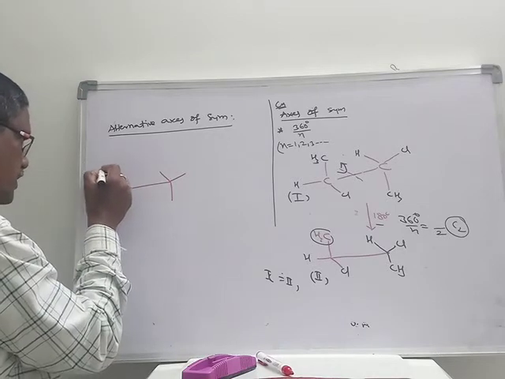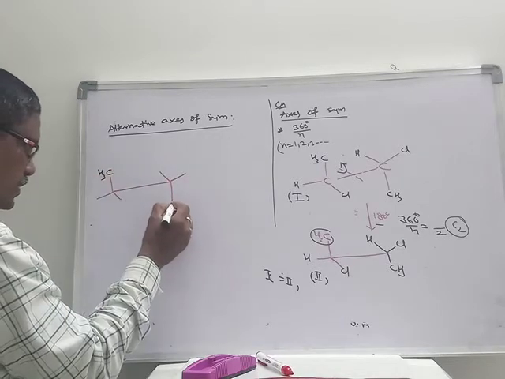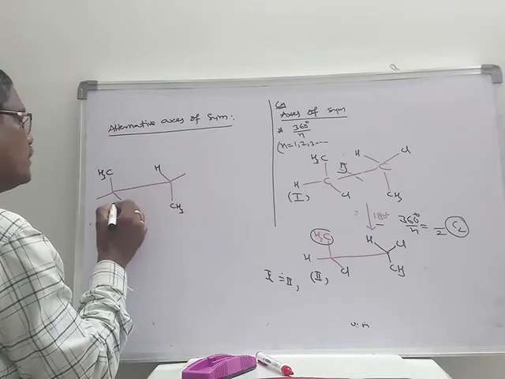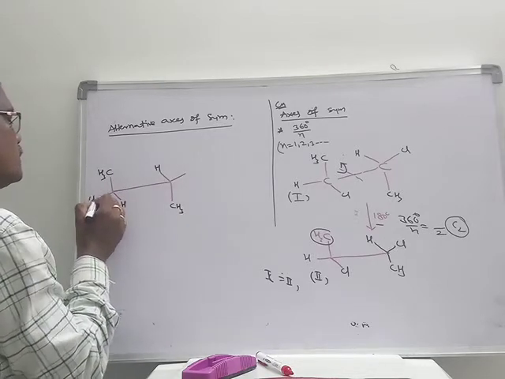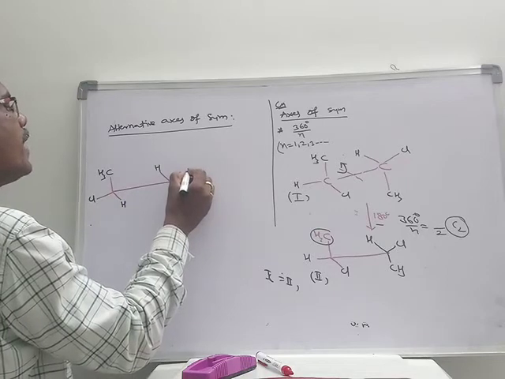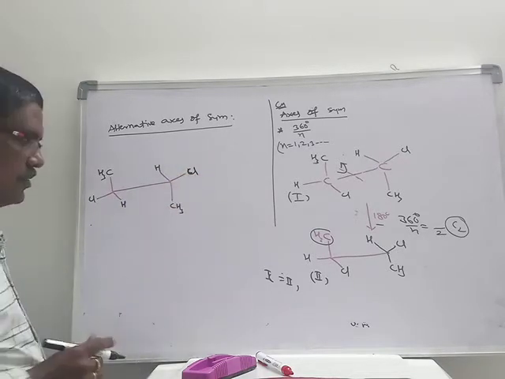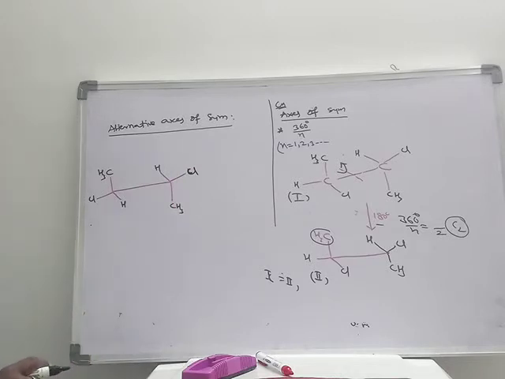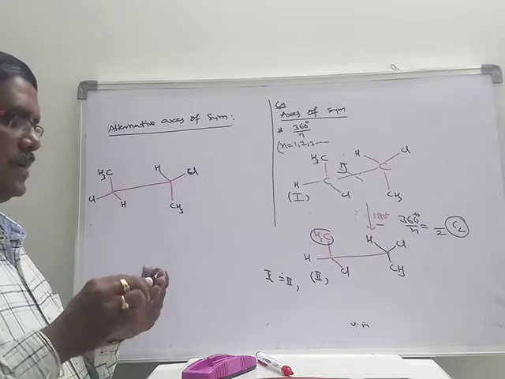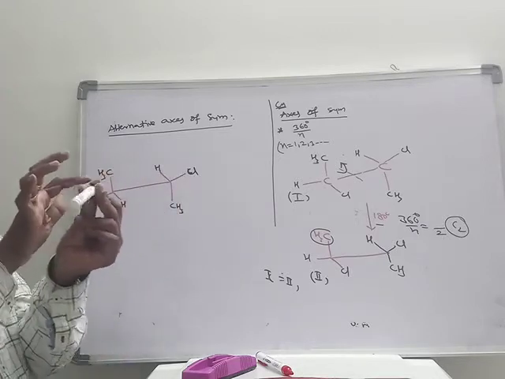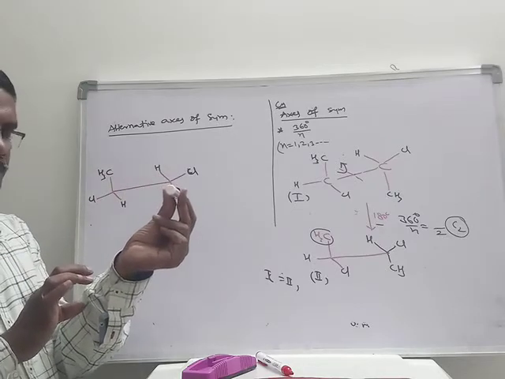This is CH3 and this is also CH3. This is H, Cl and Cl. This is one molecule. Okay, this one I am taking. This is the structure only. The top is the CH3 group.